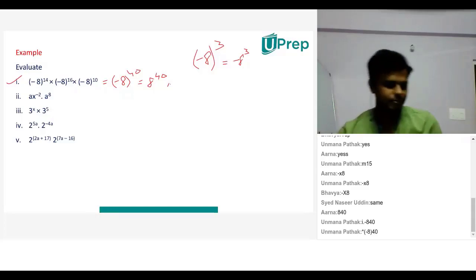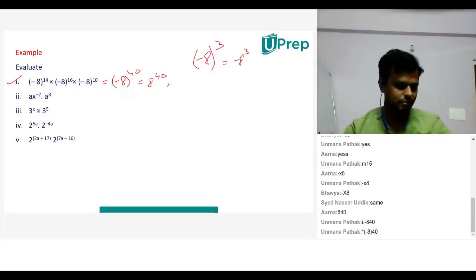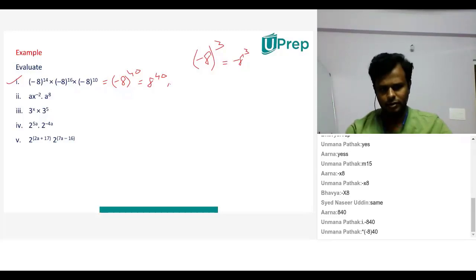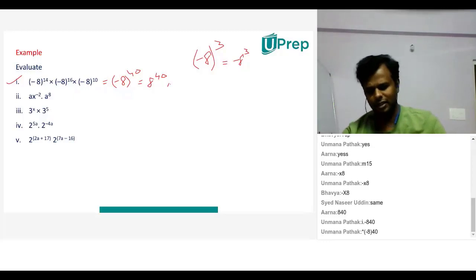Okay, sir. What I was asking was, what if the base is already positive and the power is even? Will it mean positive? Yeah, it will be positive only. It will be positive.